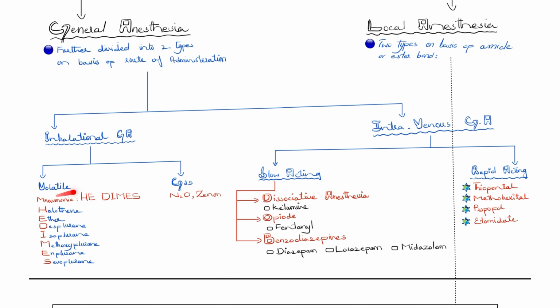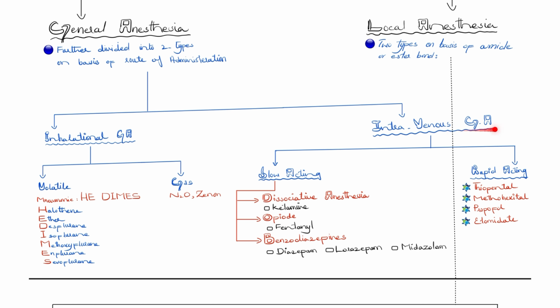Volatile general anesthetics are liquid at room temperature, and the mnemonic to remember the drugs present in the volatile inhalational general anesthesia is HE DIMES. H stands for halothane, E stands for ether, D stands for desflurane, I stands for isoflurane, M stands for methoxyflurane, E stands for enflurane, and S stands for sevoflurane. Then there are gaseous forms of inhalational general anesthesia, which are nitrous oxide and xenon.